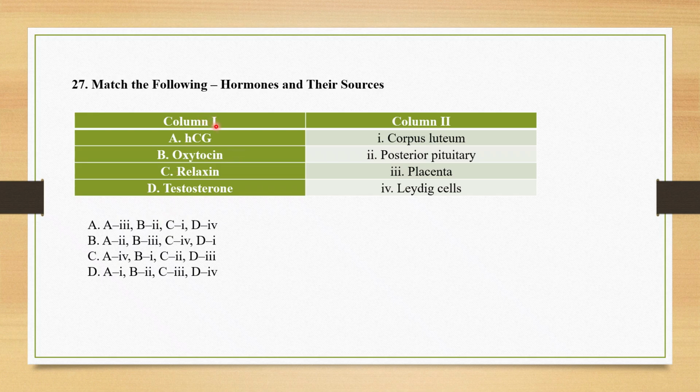HCG we can match directly with placenta. Then oxytocin. Oxytocin is from posterior pituitary. Relaxin, corpus luteum, testosterone, Leydig cells. So the right answer will be option A. So HCG is secreted by placenta, which maintains the corpus luteum.